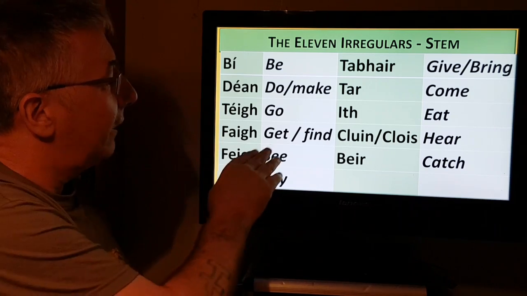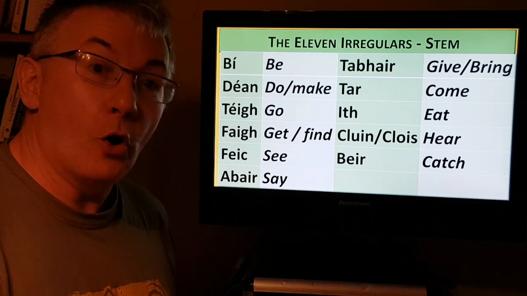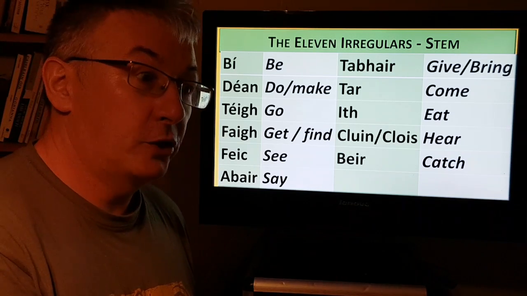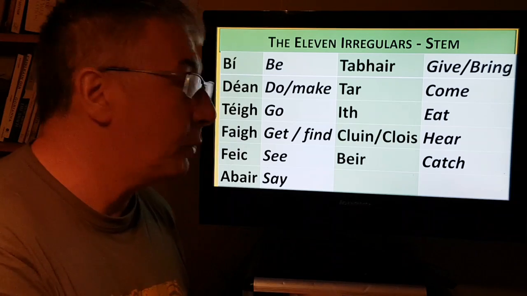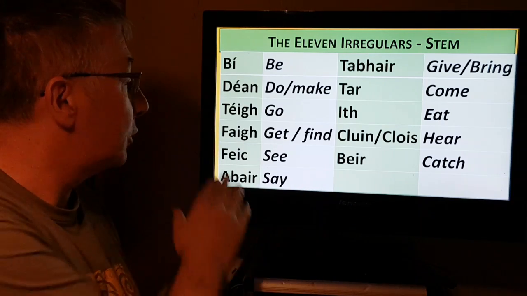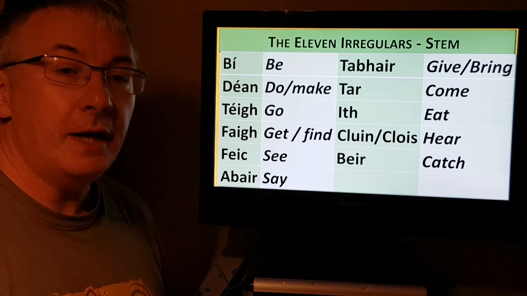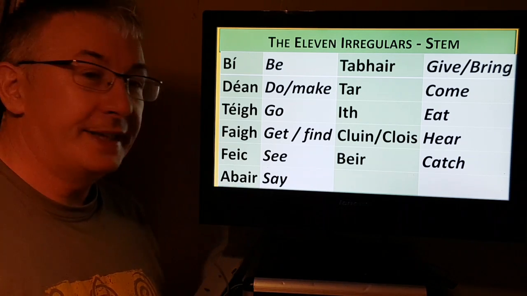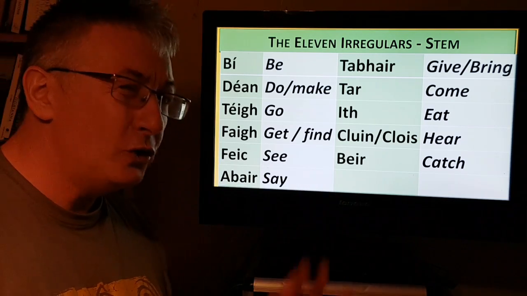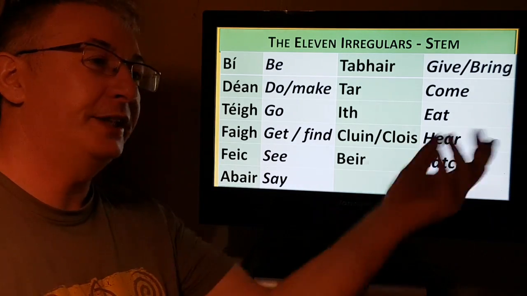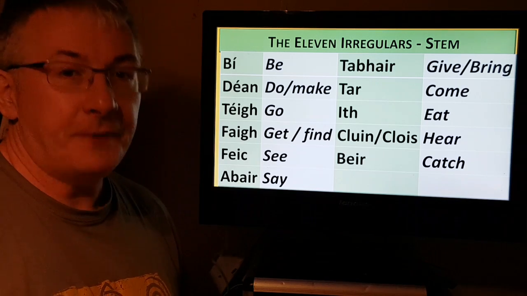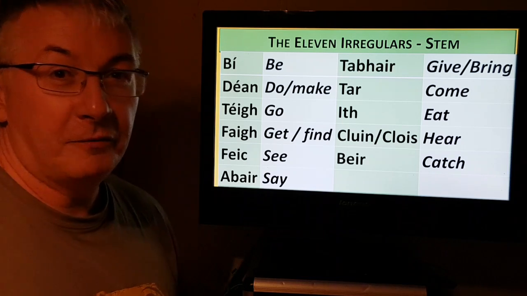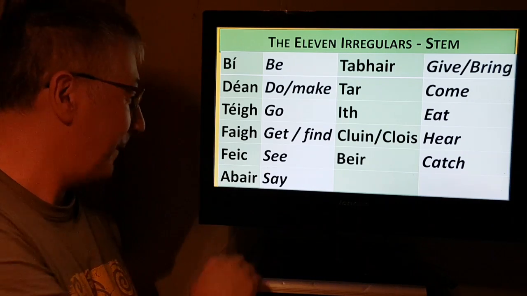And the fourth one is to get something or to find something as well. You can just simply get something, receive it, but as well as that, you could be looking for something and you would find it. So find has two meanings here. So faigh, okay? The next one is see, to see. Not to look, just to receive stuff with the eyes, so just see. So feic, okay, feic. That's not, what do you call him, Father Jack, but feic.